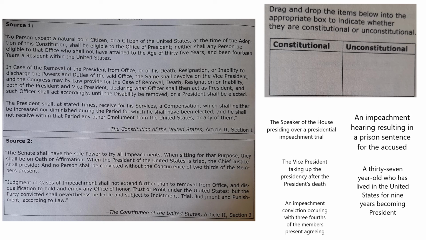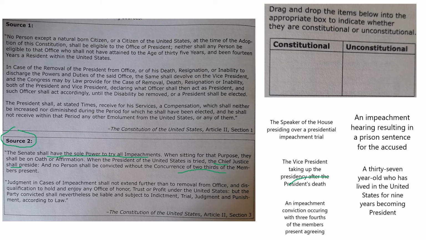So, which of these actions are constitutional? Which of these actions are unconstitutional? Which of these actions break the Constitution? We probably need to use source 2 and our own knowledge. The Senate shall have the sole power to try all impeachments. When sitting for that purpose, they shall be on oath or affirmation. When the President of the United States is tried, the Chief Justice shall preside. He shall be the chairperson. And no person shall be convicted without the concurrence of 2/3 of the members.